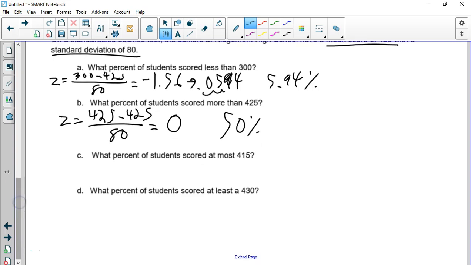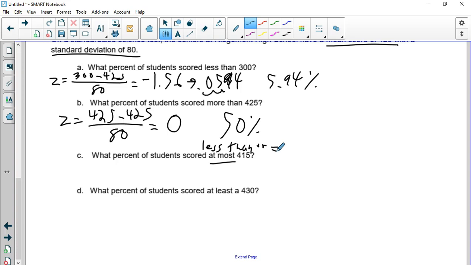Now, C, what percent of students scored at most 415? Now, that's the tricky part. You got to think about what at most means. That means they did not do any better. They did up to and including 415, so that means less than or equal to 415. Okay, so that's a tricky one. You got to think about what that means.